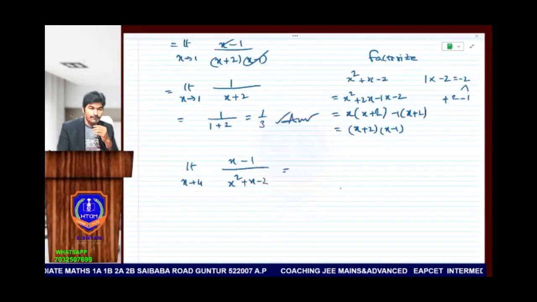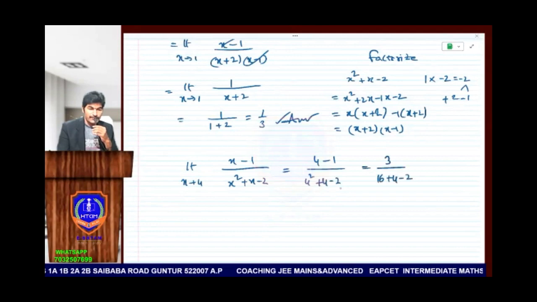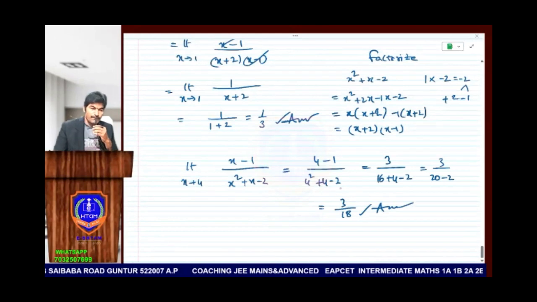This will be 4 minus 1 by 4 square plus 4 minus 2. 4 minus 1 is 3, 16 plus 4 minus 2. So 3 by 20 minus 2. That is 3 by 18. This is the answer, 1 over 6. Yeah, 1 over 6. That's correct.